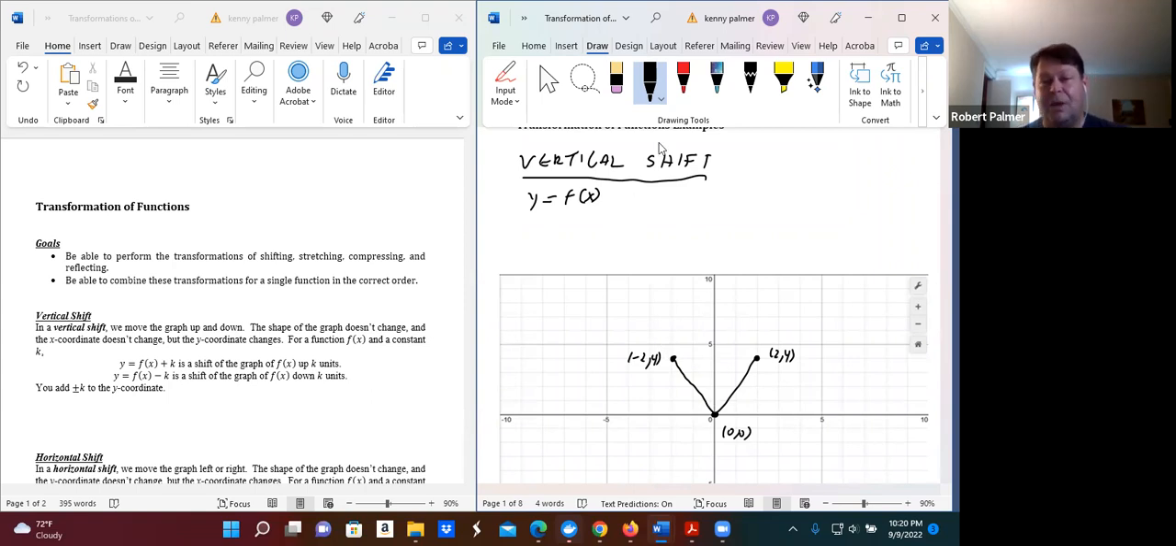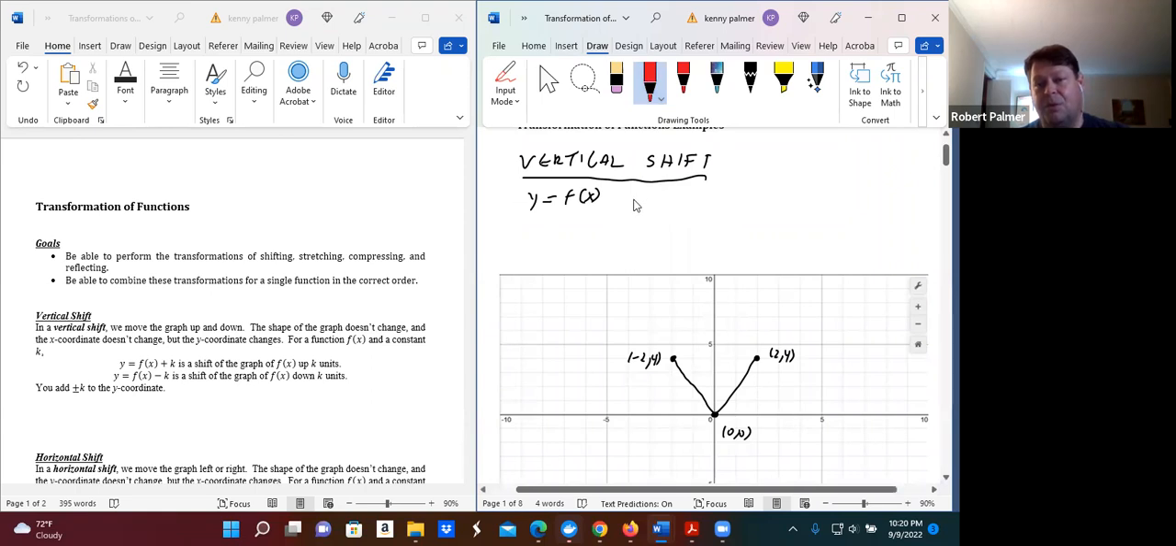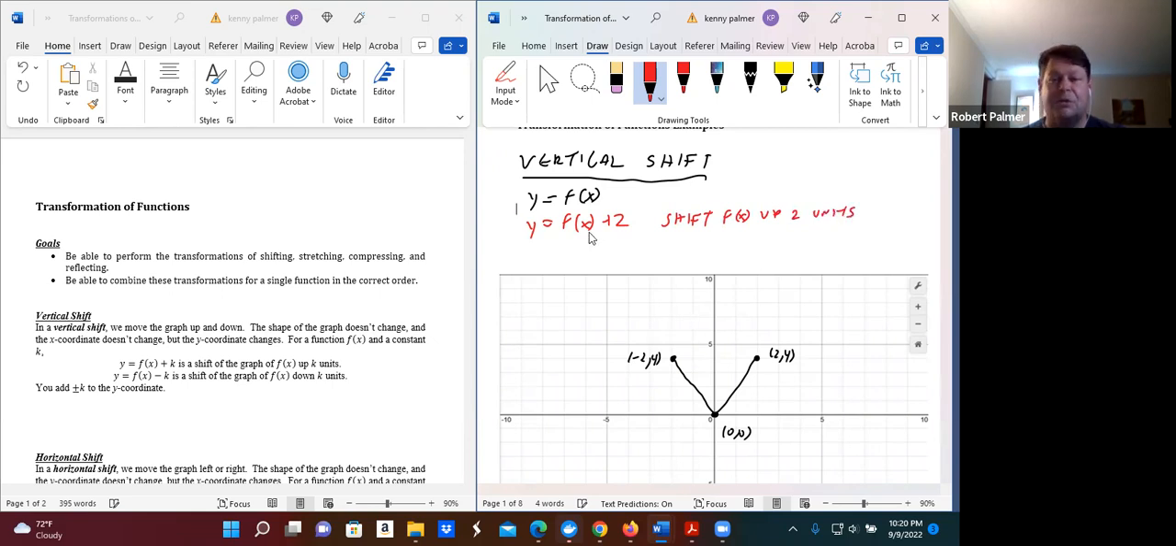So this is our basic function. Now, let me also choose a different color. And in red, let's do y equals f of x plus 2. Okay, so what this is going to do is shift f of x up 2 units. So that's just what it sounds like.